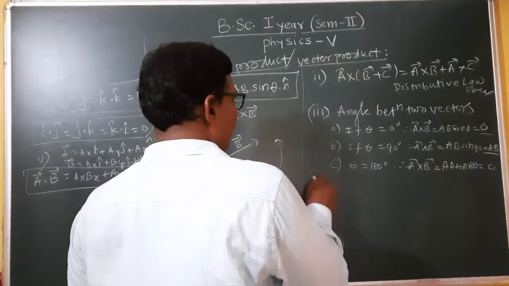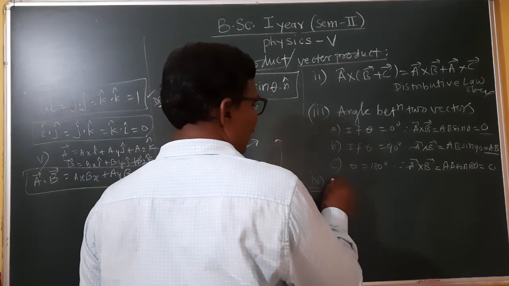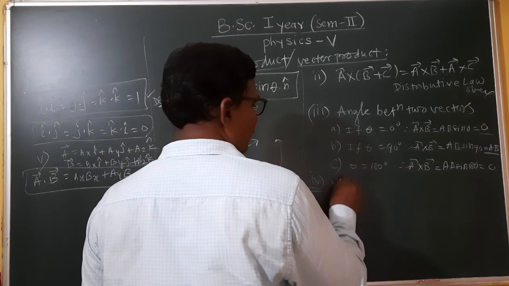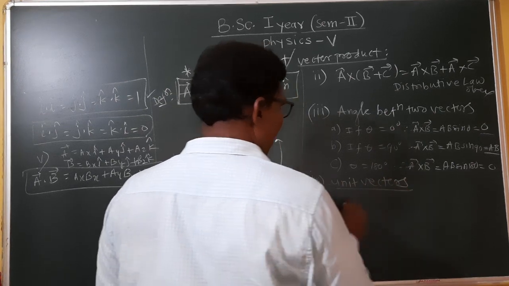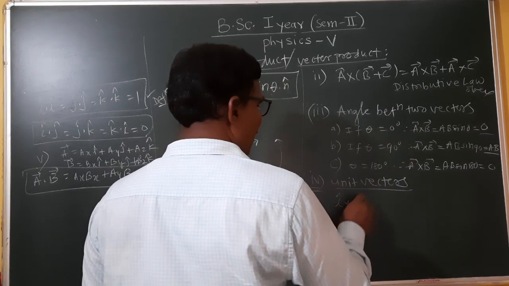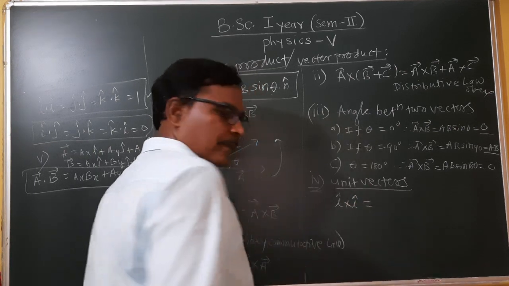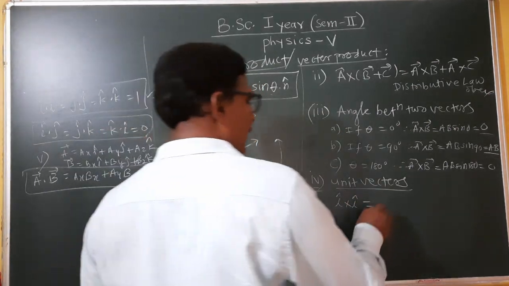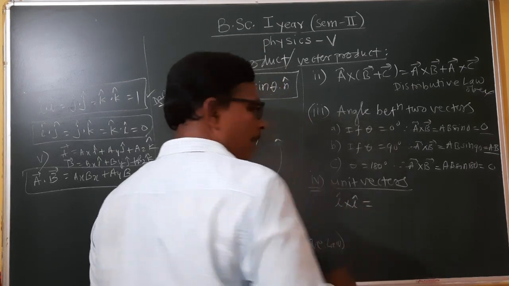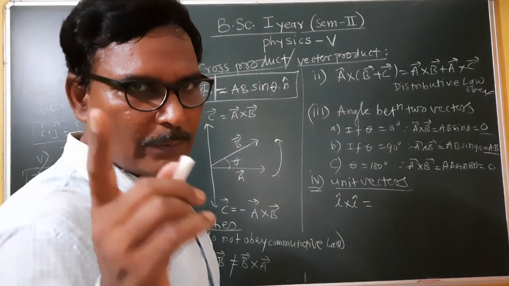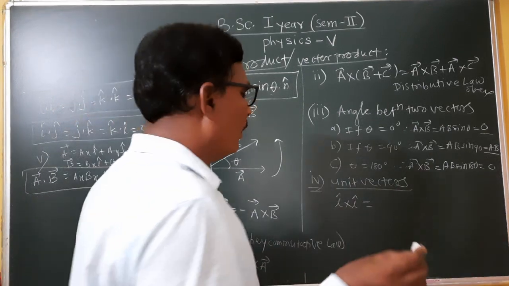Fourth property, vector product of unit vectors. That is, I cross I is equal to magnitude of I times magnitude of I times sine 0. Magnitude of I is 1, the other magnitude is 1, and sine 0 is 0. So we have I cross I, J cross J, K cross K is equal to 0.